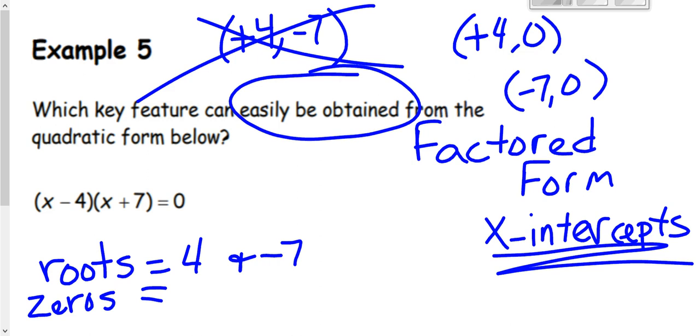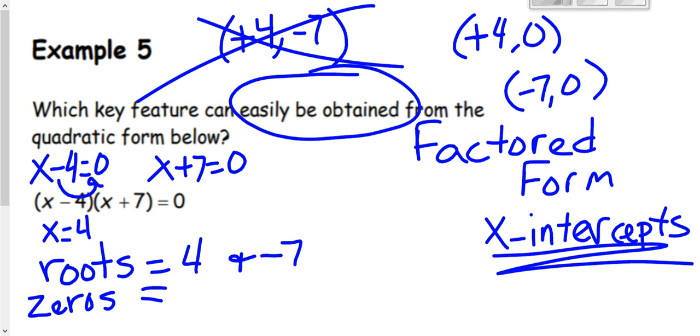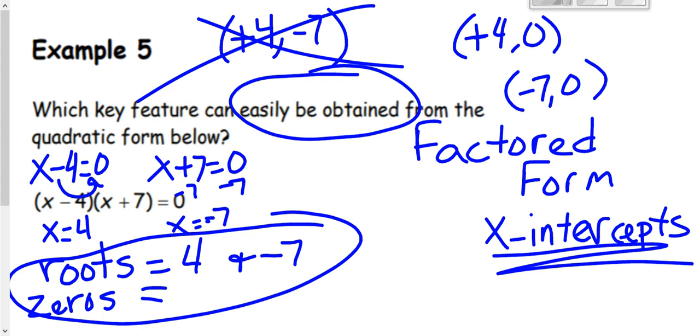They're two separate zeros. And this all comes from the fact that because these equal 0, either x minus 4 has to equal 0 or x plus 7 equals 0, and then you solve those. So we would add 4 over, so x equals 4. We would minus 7 over, so x equals -7. And so that's how we get that our roots or our zeros are 4 and -7.